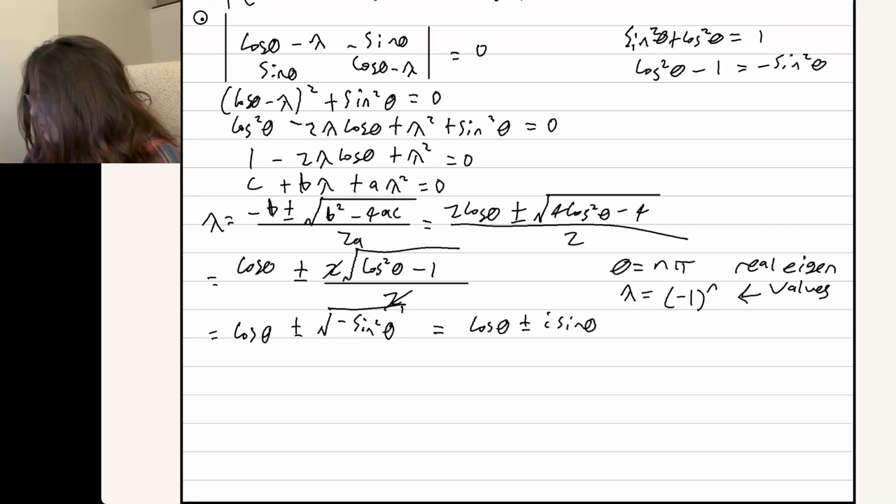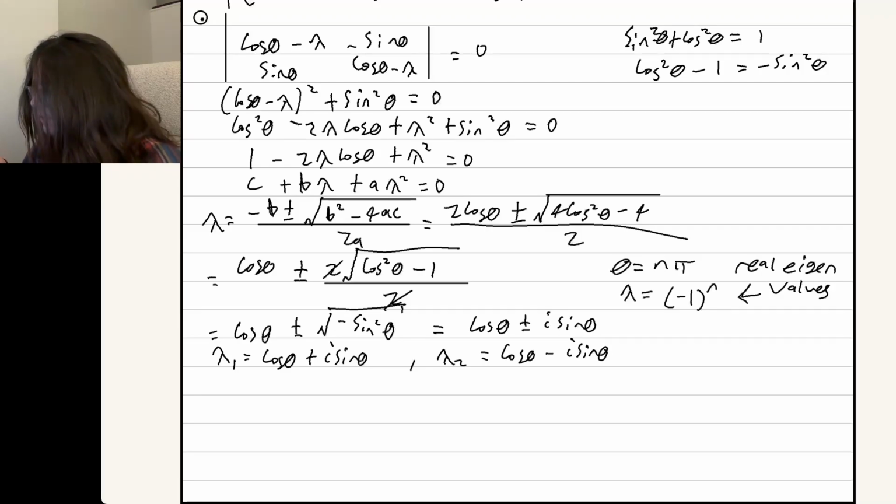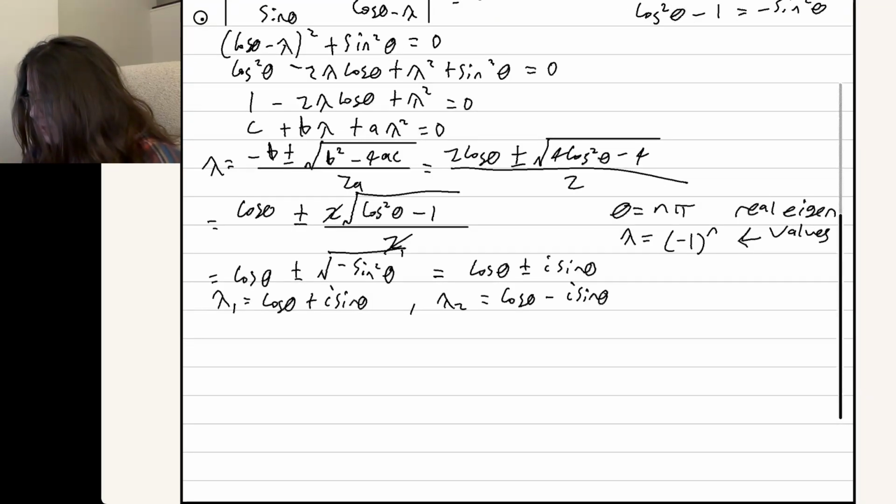So we get to keep the i sine theta for each of these. So we'll assign numbers to both of them. We'll call the first eigenvalue lambda 1, cosine theta plus i sine theta, and we'll call the other one lambda 2, cosine theta minus i sine theta. And now we can go about finding the eigenvectors.